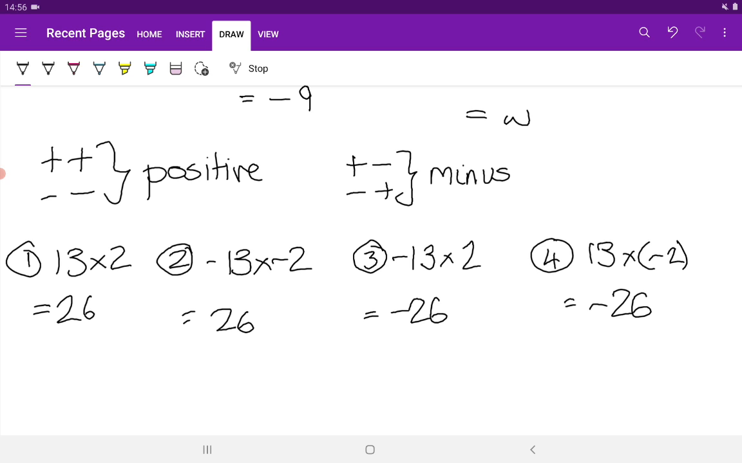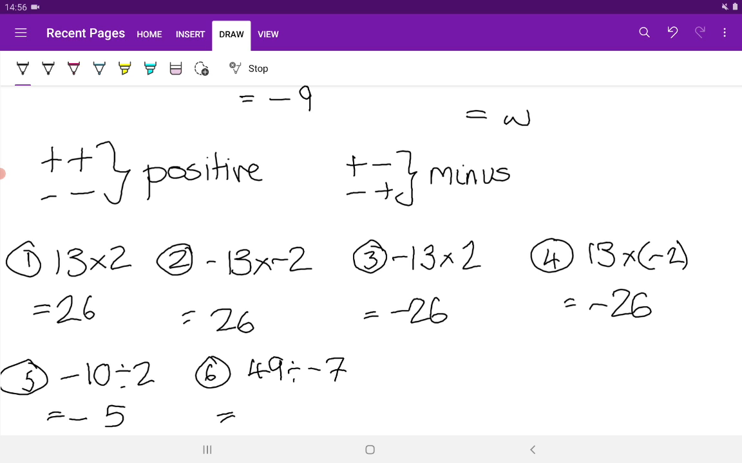Okay, and the rules work the exact same way for division. So if we have minus 10 divided by 2, it's a negative divided by a positive, so we've got a mixture, so we're going to get a negative answer, and 10 divided by 2 is 5. Okay, if we have 49 divided by negative 7, we've got a positive number divided by a negative number, so the answer is going to be negative, and 49 divided by 7 is 7.